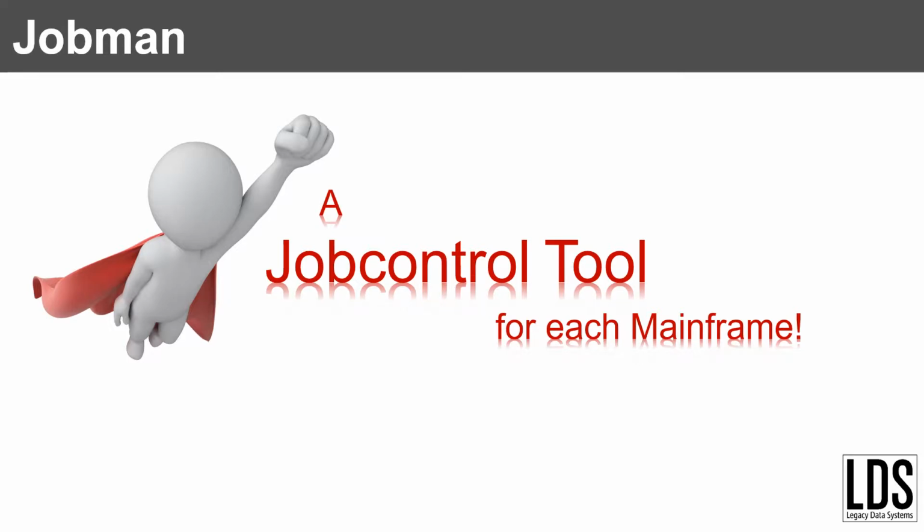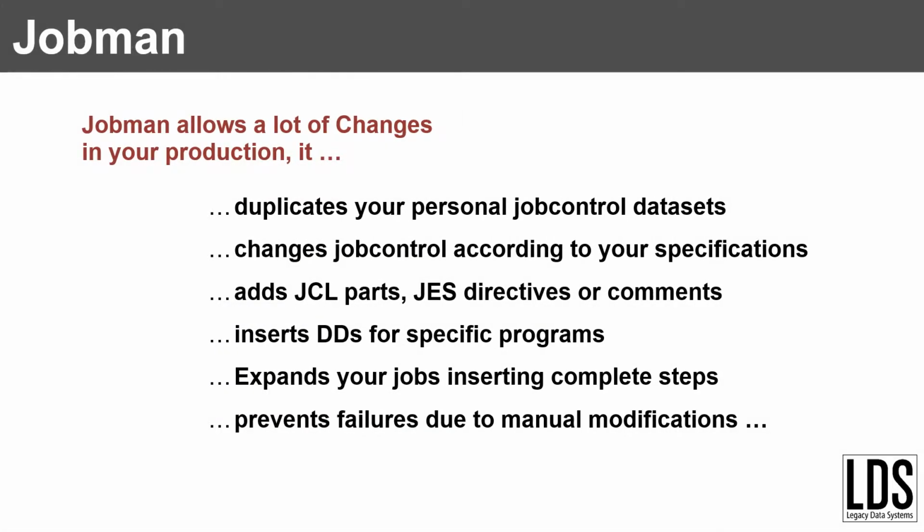Jobman is an ingenious tool for special tasks in a mainframe data center. Jobman executes extensive and complex modifications in your job control. It changes the JCL as specified and adds job control of any type, fast, safe and error-free. It just depends on you and your instructions. Using that tool will prevent failures which always happen when you are doing all these changes manually.